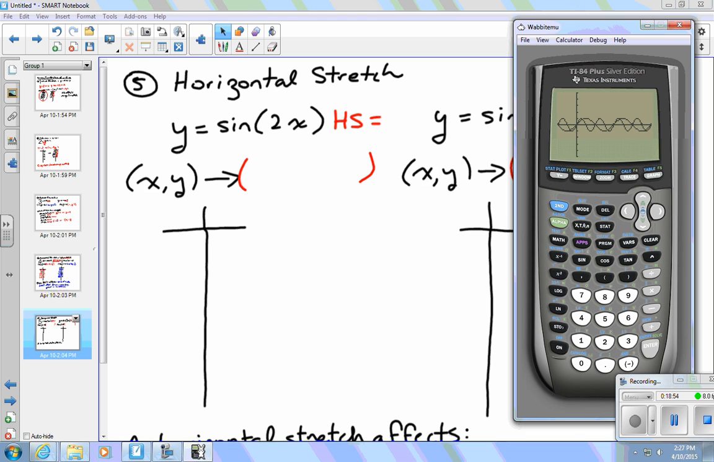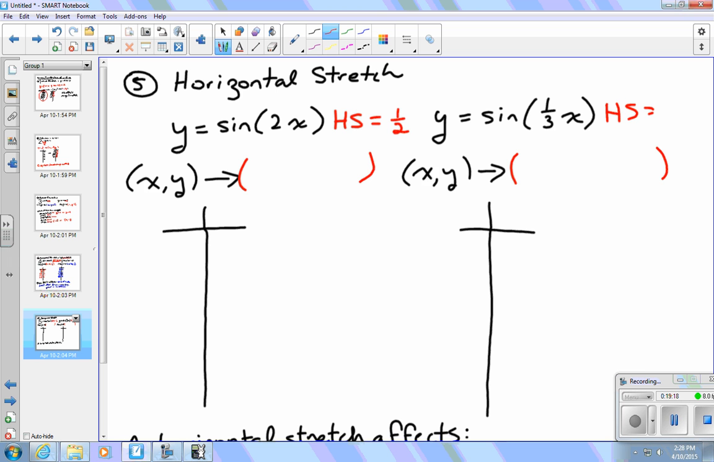If you look at what happened there, the new graph, the new cycle goes much quicker. In the time of one cycle from 0 to 360 degrees, it's actually gone twice instead of just once. Okay, so it's actually compressed or shrunk the graph. We have a horizontal stretch of 1/2. It's only half as wide as it was. And our mapping rule then becomes xy maps onto 1/2 x, and y stays the same.